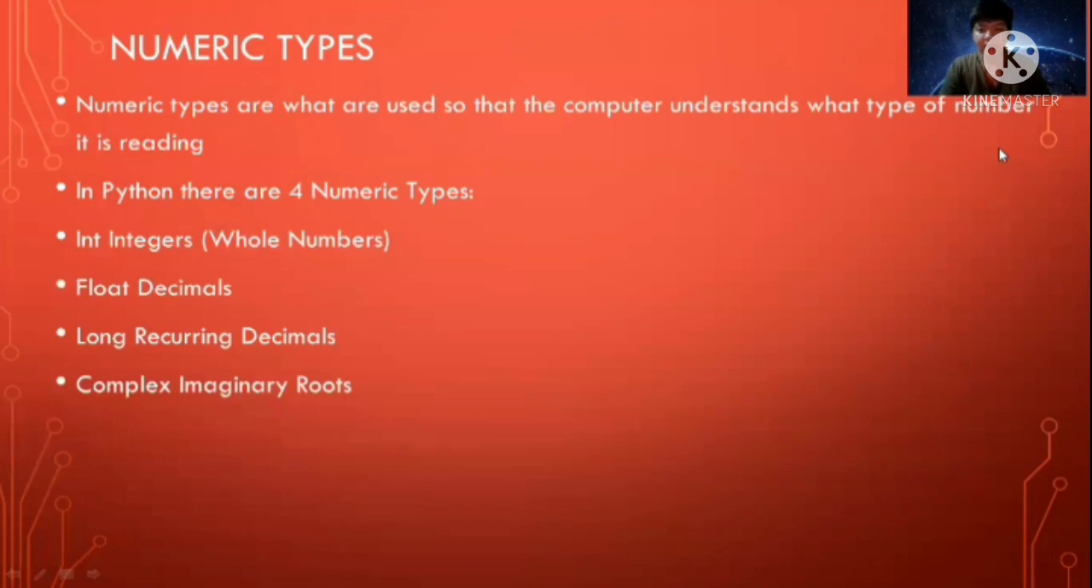Numeric types are what are used so that the computer understands what type of number it is reading. In Python, there are 4 numeric types: the integer, a whole number; float, or decimal; long, a recurring decimal; and complex, an imaginary root.